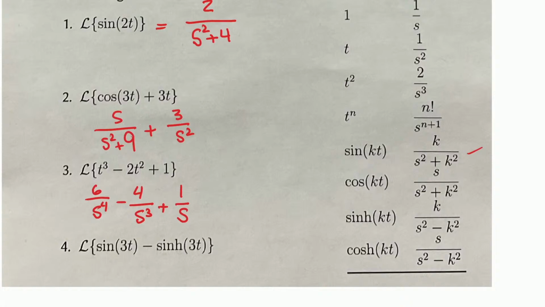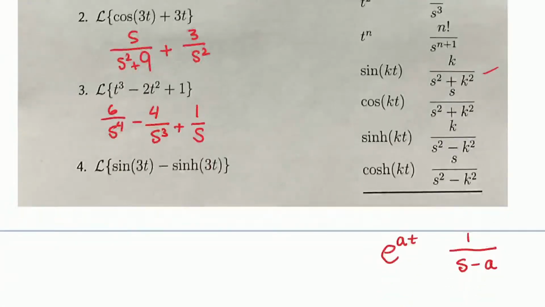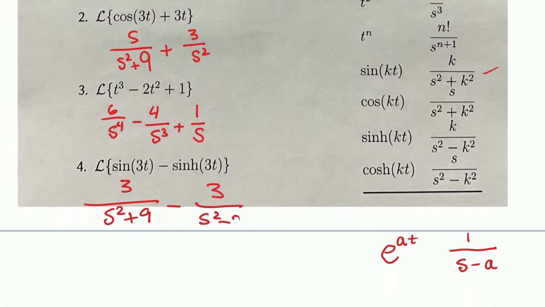But anyway, 6 here, and then this is 2 times 2, and then the 1. So excellent. Final one. And so we have sine of 3t, which ends up being 3 over s squared plus 9, minus the hyperbolic sine of 3t, which is 3 over s squared minus 9.